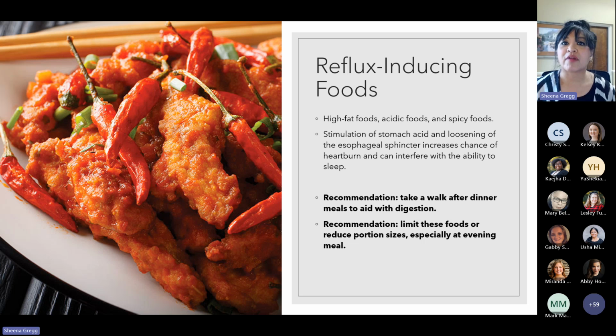So, as we think about recommendations for ourselves, maybe we're taking a walk after dinner to aid with digestion. Getting that blood flow throughout the body is really going to help make that digestion a little bit more efficient. And then also maybe limiting these foods or reducing the portion sizes, especially at an evening meal. So, again, this is not saying don't ever eat these foods. Just know that they could contribute to your ability to fall asleep or stay asleep. And then maybe we adjust what time we eat these foods and the portion size before bed.